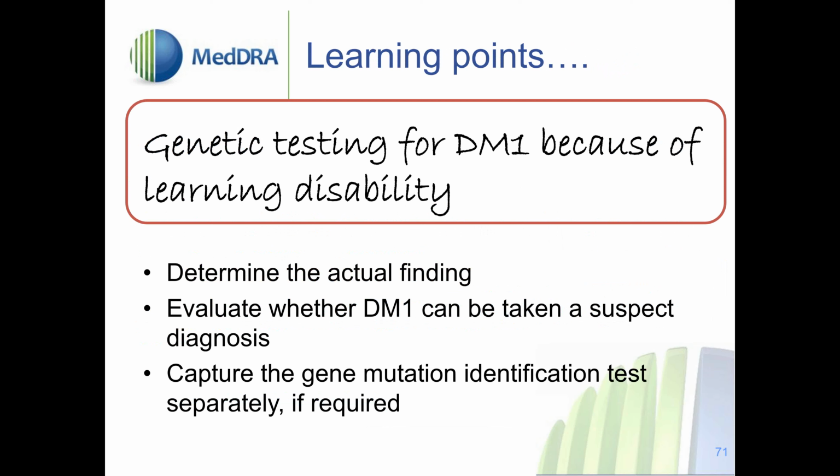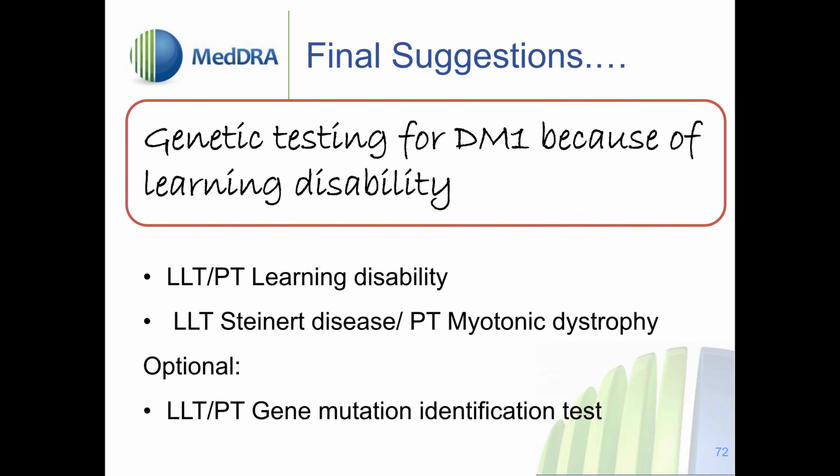So we would then capture the gene mutation identification test separately if you need to, and we would code it as a provisional diagnosis of myotonic dystrophy and also capture the symptom of learning disability. So for the LLT of learning disability, we would select the LLT of Steinert disease because our referencing seems to say that is the type 1, and then it has a PT, as I showed you, myotonic dystrophy.